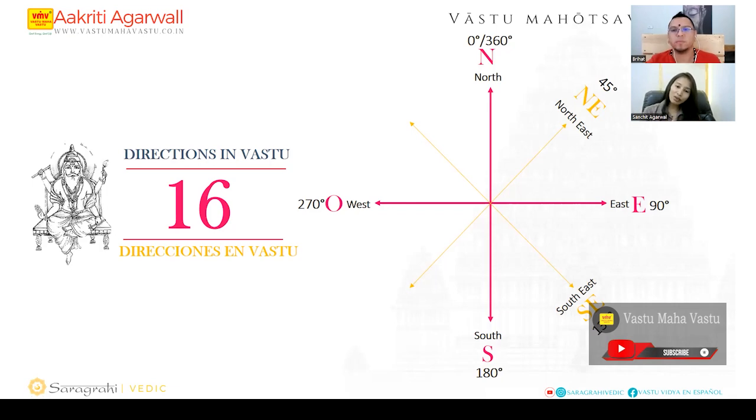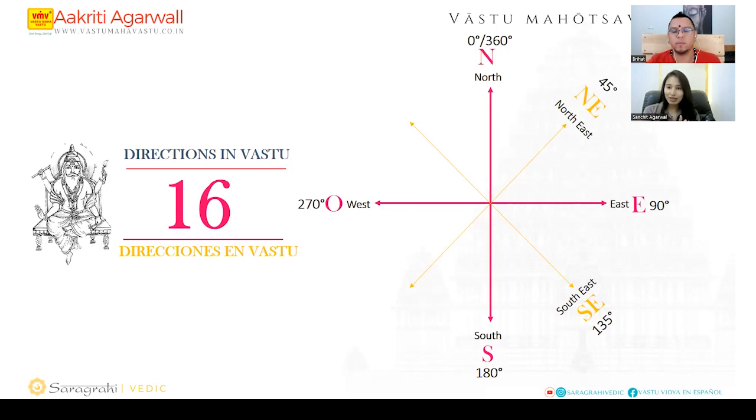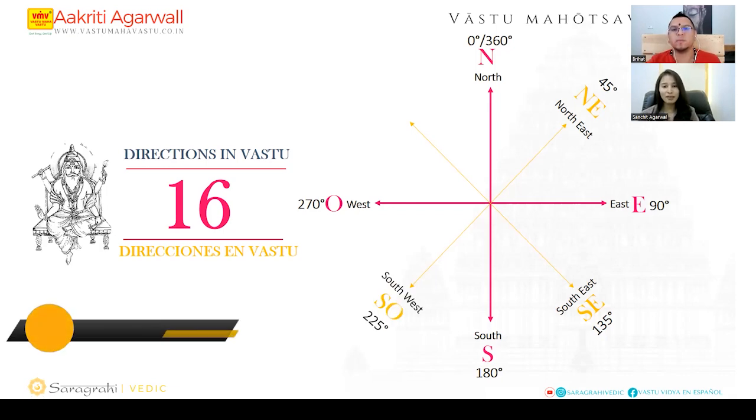Now coming back to the south, that is 180 again. Now if we make half of south and west direction, we get one more direction, which is known as the southwest direction, which is 225 degrees. Okay, so this is how southwest comes: half part of south and half part of west, which is 225.